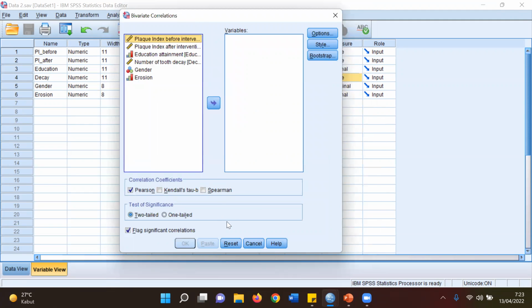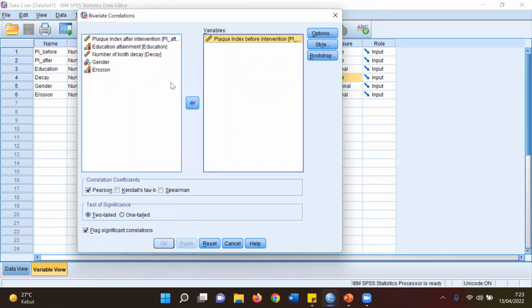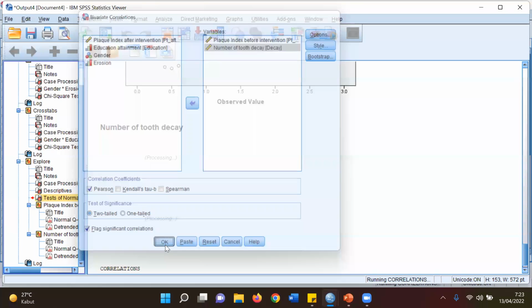So by default, if you reset, you have a bivariate correlation. It's normally set to Pearson. So if we want to test the plaque index and also the number of tooth decay, we don't have to click anything else because the Pearson correlation coefficient is already clicked by default. And then that's it. Click OK.